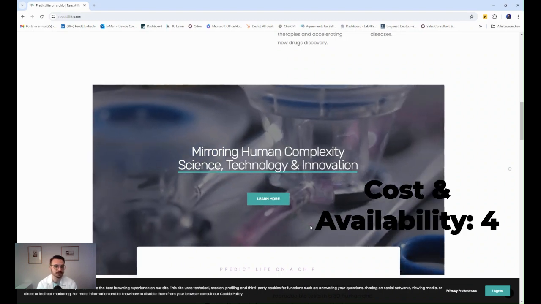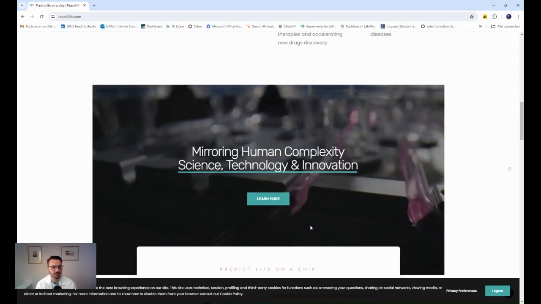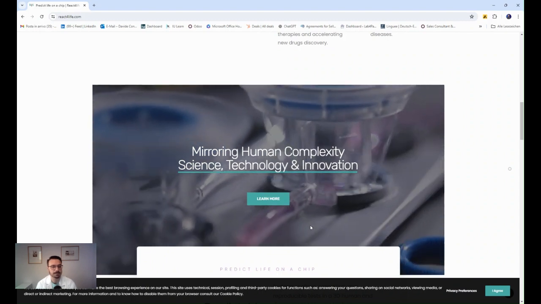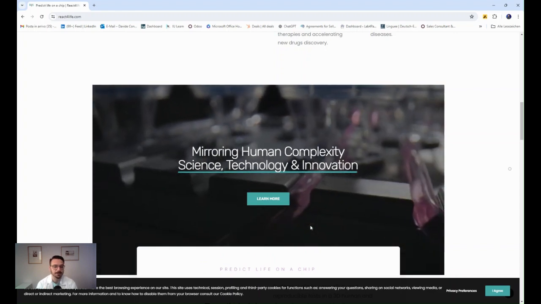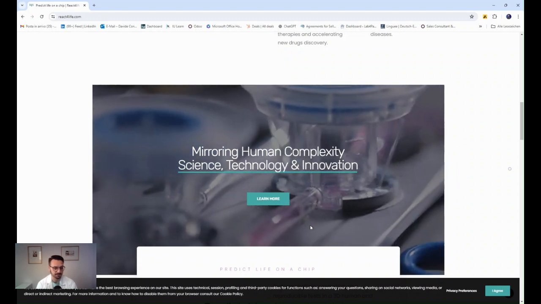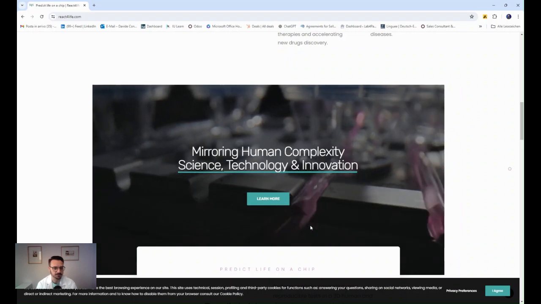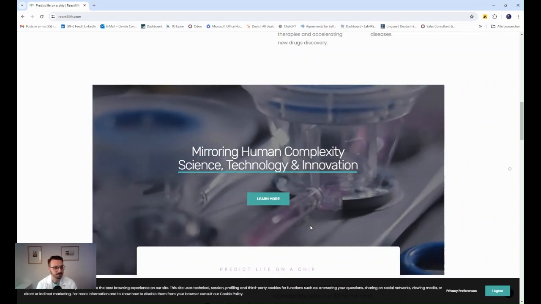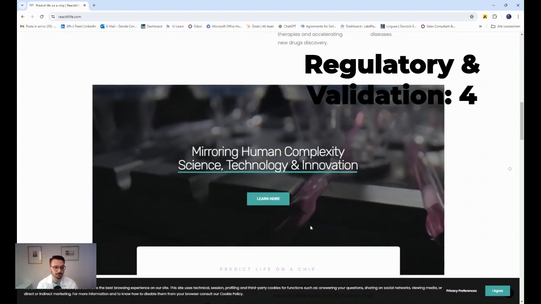And finally, regulatory and validation. They are also putting a lot of energy in validating their models, making sure that they can be applied for the different applications. They always have application notes or publications for whatever models they are doing. And we also had the chance to interact in the past, and I know that they are really serious about this kind of validation work. So definitely a good 4 from us.